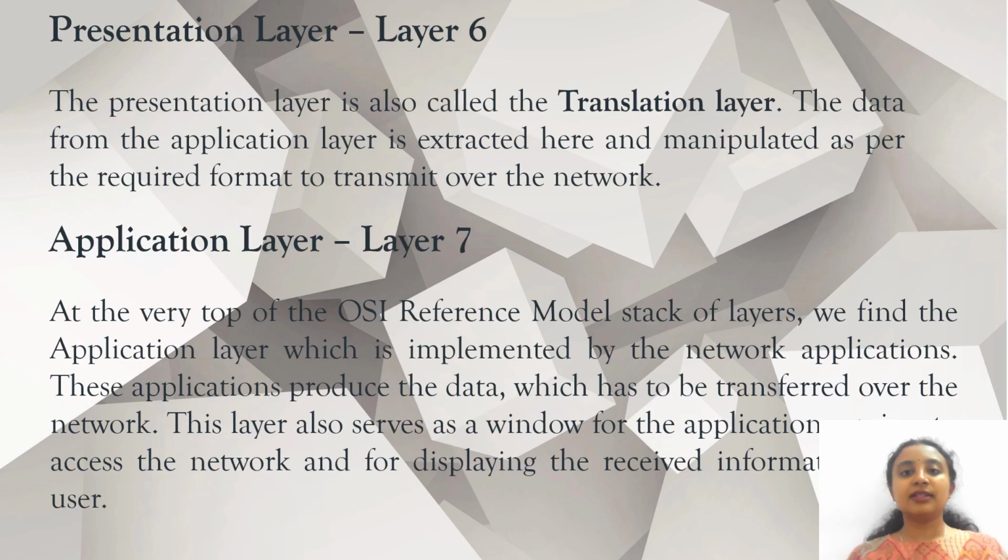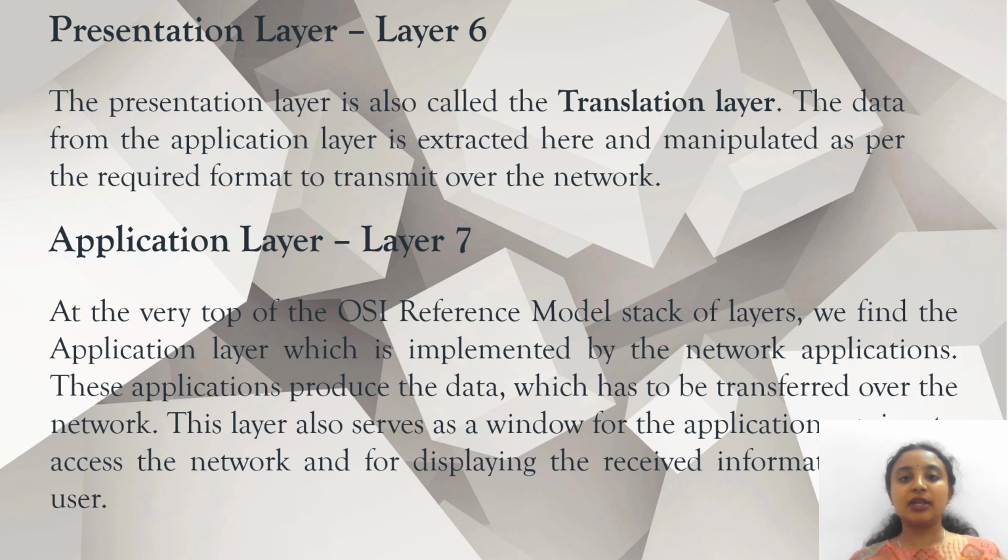The sixth layer of the OSI model is the presentation layer. The presentation layer is also called the translation layer. The data from the application layer is extracted here and manipulated as per the required format to transmit over the network. The functions of the presentation layer are encryption and decryption, compression and translation.